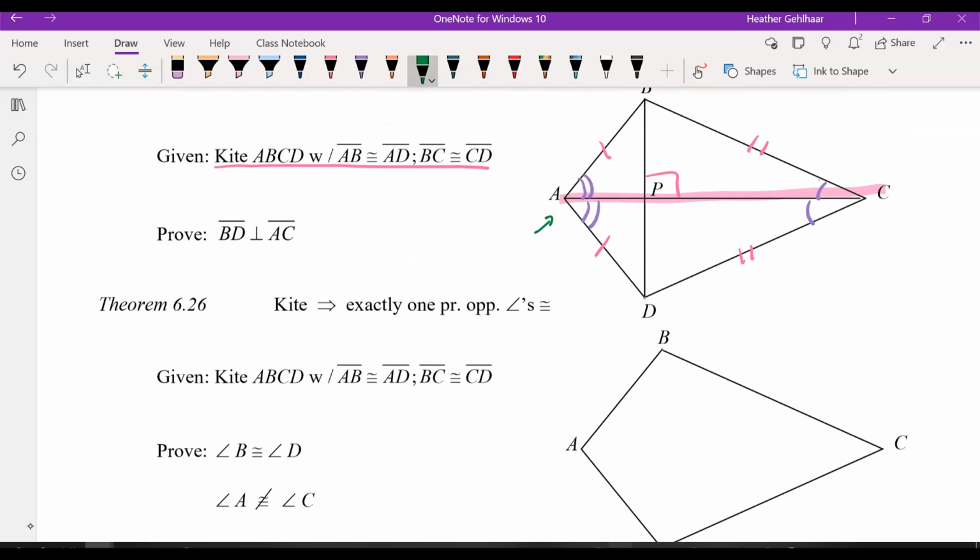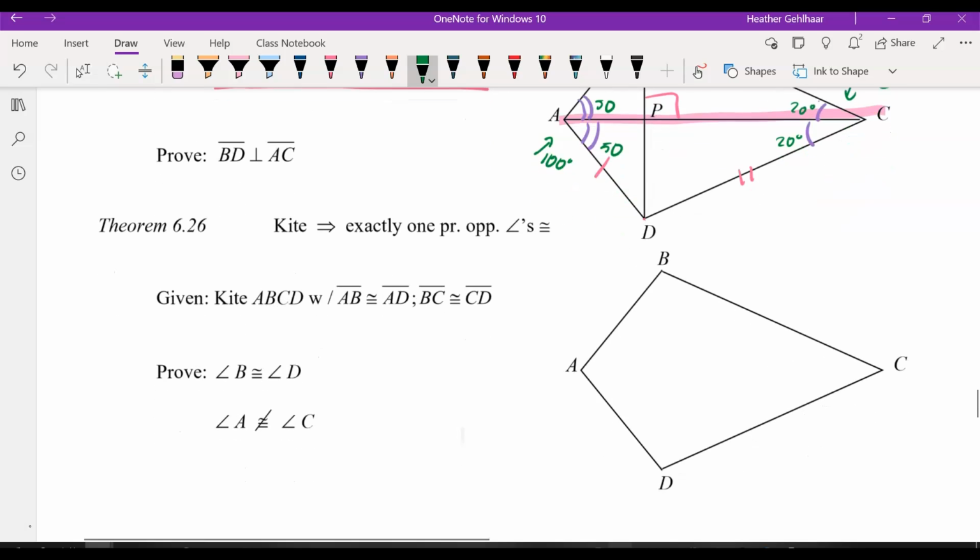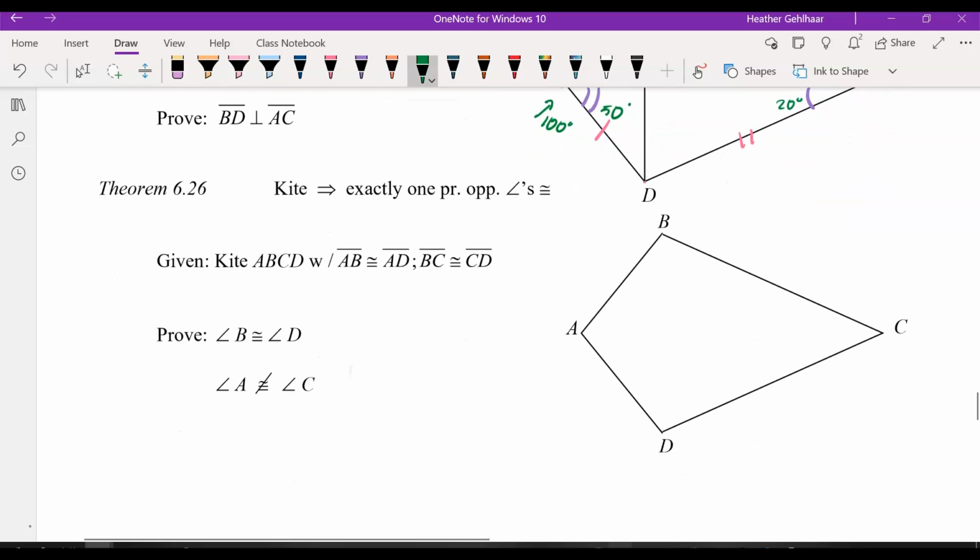So let's say this whole angle was 100 degrees. This would be 50. This would be 50. And let's say that this was then 40 degrees. This would be 20. And this would be 20. Okay? Alrighty. So let's go ahead and move on to this next part. So kites, exactly one pair of opposite sides are congruent.